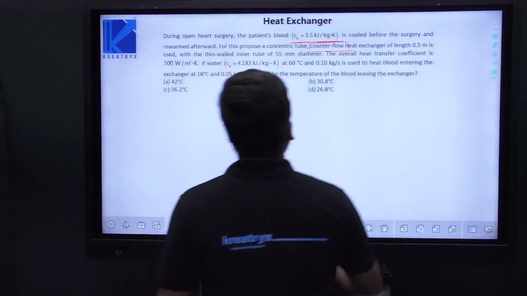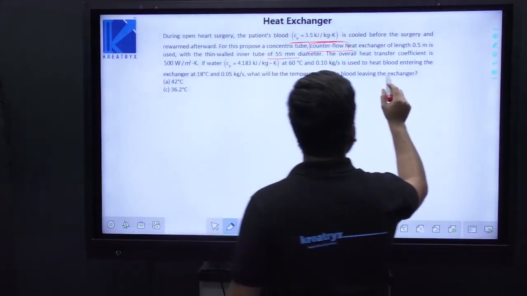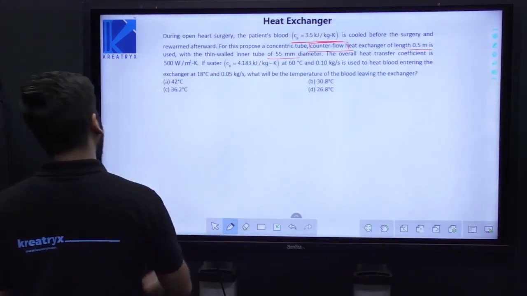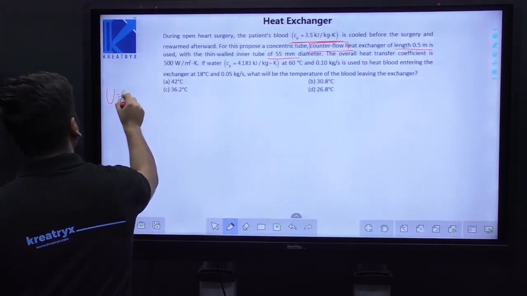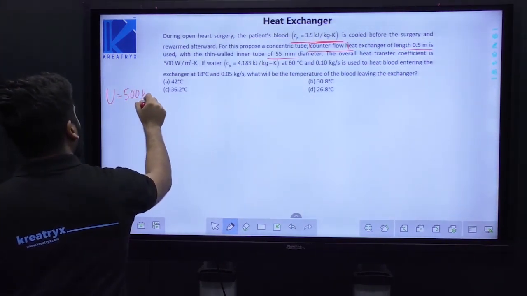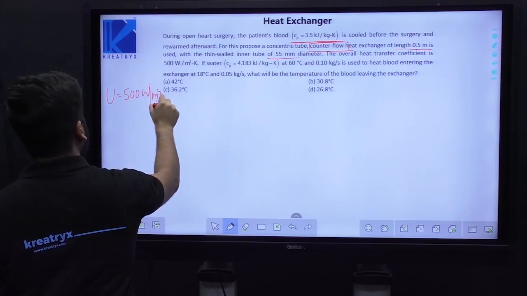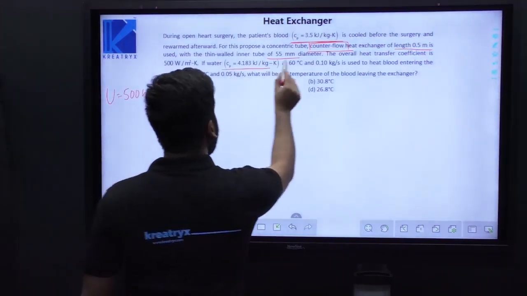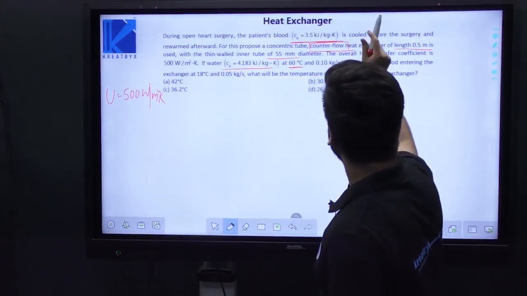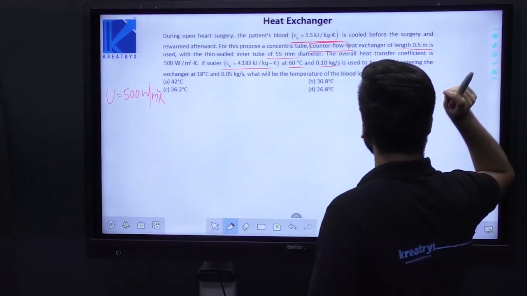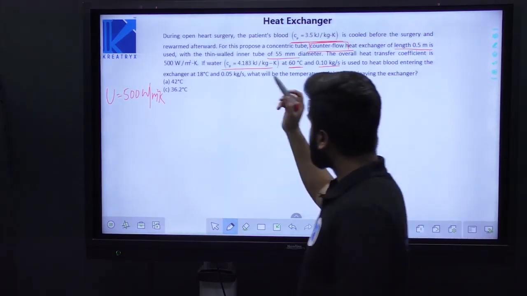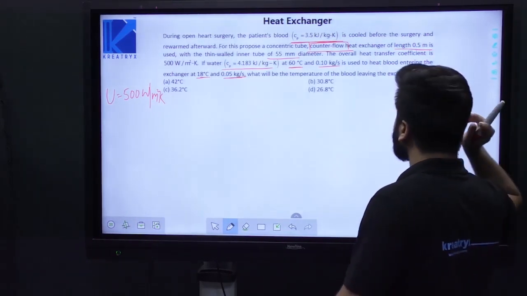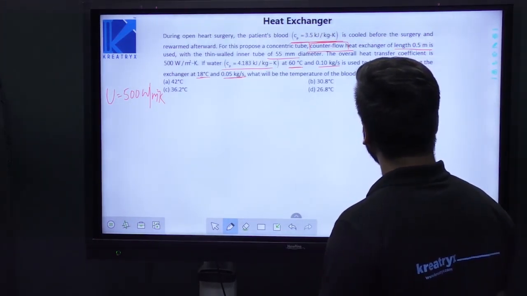So diameter is 0.055 meter and length is 0.5 meter. The overall heat transfer coefficient is also given. That is, U is 500 watt per meter square Kelvin. Okay. If water at 60 degrees Celsius, Cp is given, and its inlet temperature is given, and its mass flow rate is also given, is used to heat blood entering the exchanger. The inlet temperature of blood is given and the mass flow rate of blood is also given, 0.05 kilogram per second. What will be the temperature of the blood leaving the exchanger?